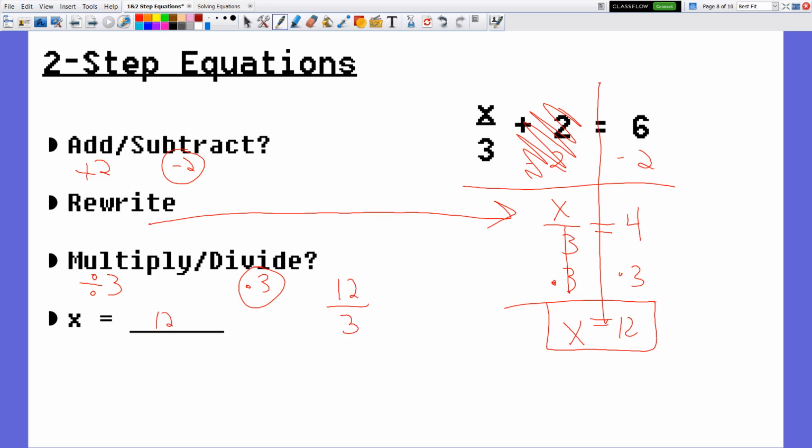12 divided by 3 plus 2 equals 6. Division comes before addition, so that would mean that 12 divided by 3 is 4, plus 2 equals 6. 4 plus 2 is 6 equals 6. Hey, all right. Right again.